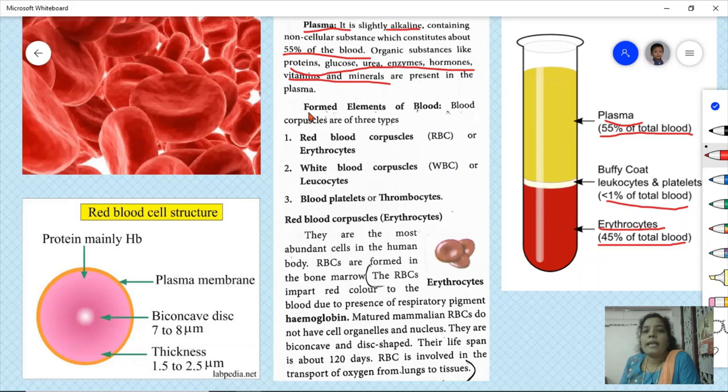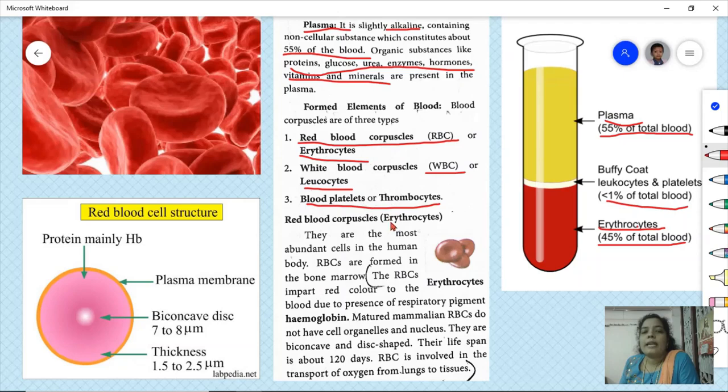Second one is formed elements of blood. How many types of formed elements are there? Three types. They are RBC, WBC, then platelets or thrombocytes. First one is red blood corpuscles, another name is erythrocytes or RBC. Second one is WBC or leukocytes. Third one is blood platelets or thrombocytes. These are the formed elements present in human blood.